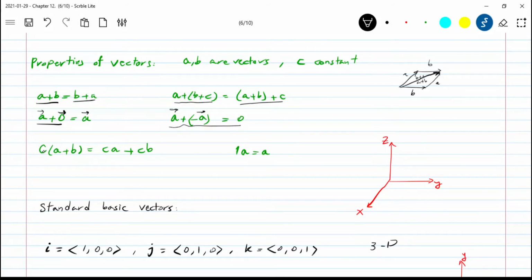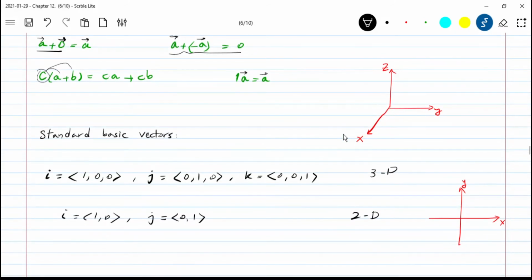And if you multiply a constant c, which is a number, to the sum of two vectors, you can distribute. You can say c times a, c times b. That's not an issue. You can rescale the vectors first and then add. And 1 times a vector a is still a vector a. It doesn't do anything. It's an identity. It doesn't rescale or shrink the vector in any way.